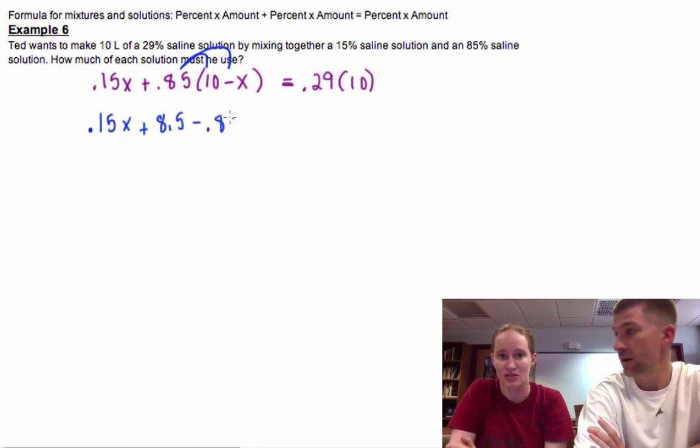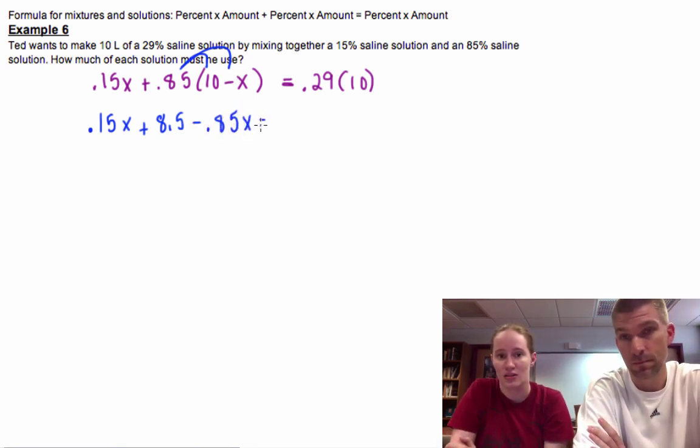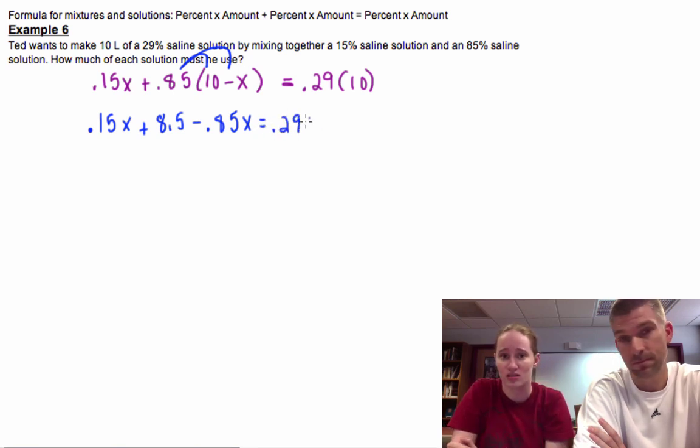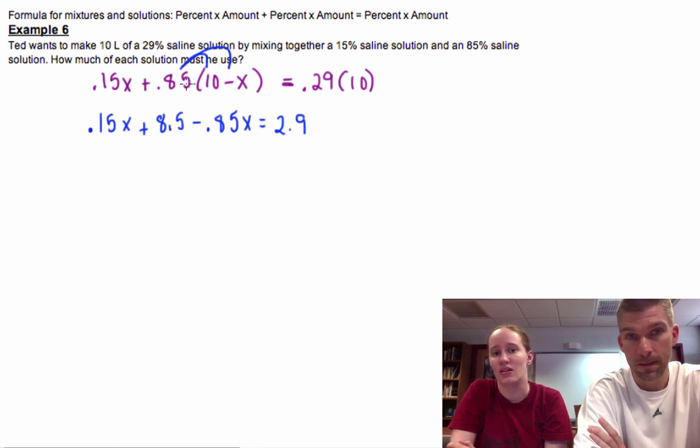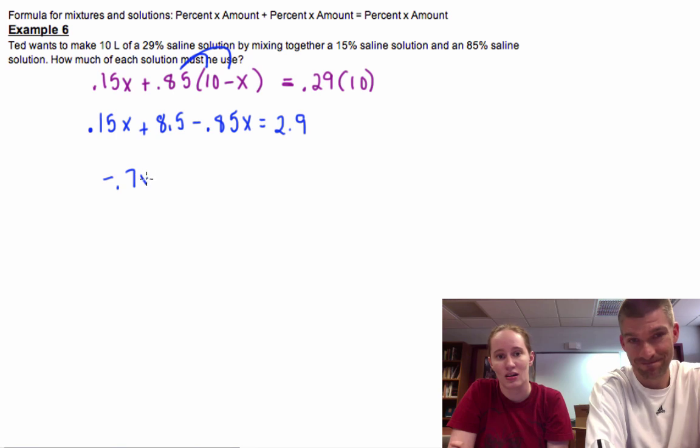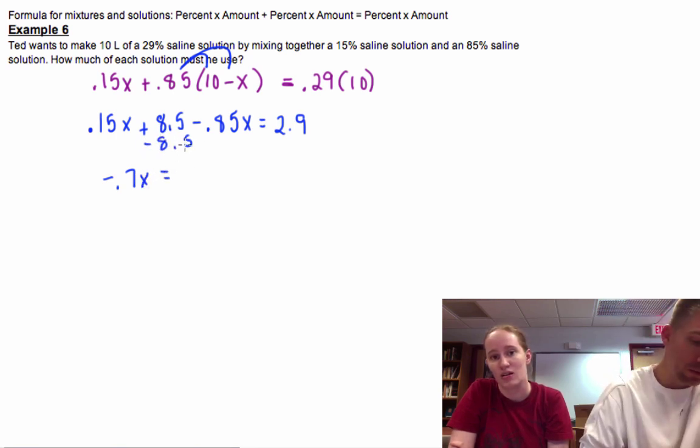So I'm just sitting here distributing. You can't create math; things do not just randomly come out of nowhere. 0.29 times 10 is 2.9. I distributed on this right here and multiplied that out. Now we want our x's together and our numbers together. 0.15x minus 0.85x, I believe that's negative 0.7x. And let's subtract 8.5. That's a little trickier.